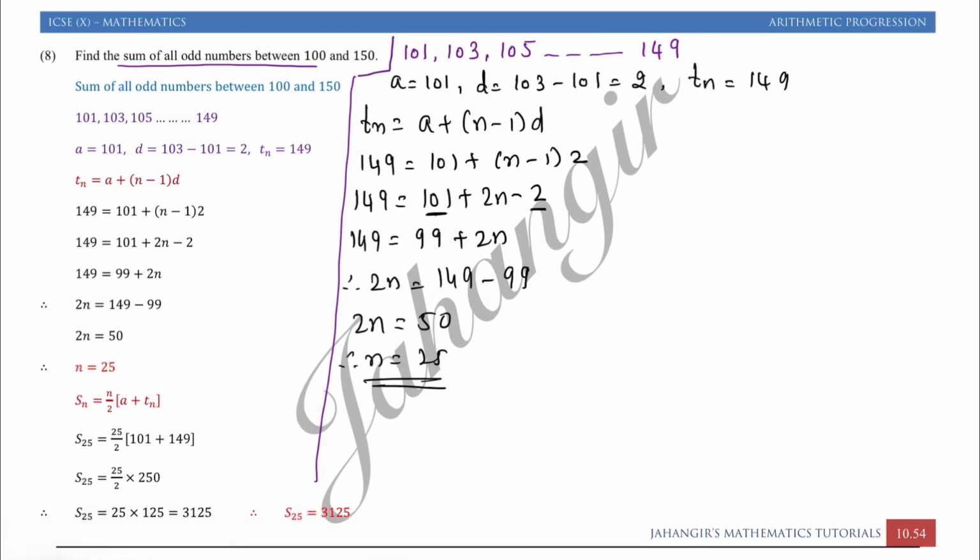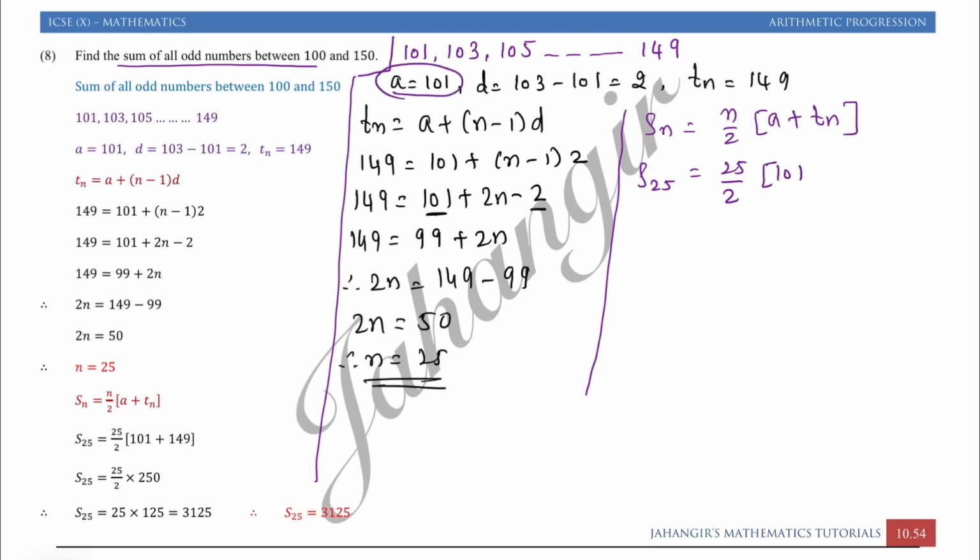Now you have to find the sum. So for the sum we can write Sn is equal to n by 2, a plus tn. Memorize this formula. A is the first term, tn is the last term. So here S25 is 25 upon 2, just substitute the values. A is given as 101, as we had already written in the information, and tn is 149.